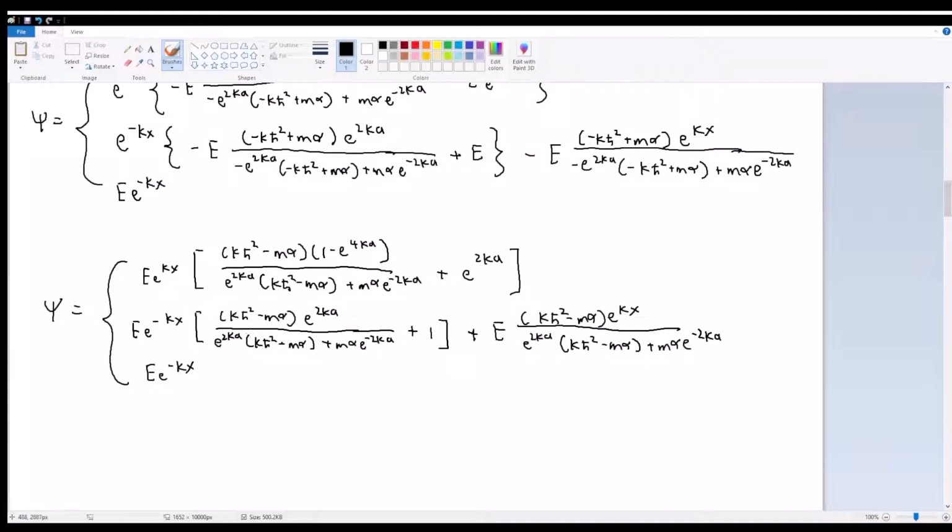Okay, this middle term looks like it could be simplified a little bit more. Let's see. No, actually, it might not be able to.